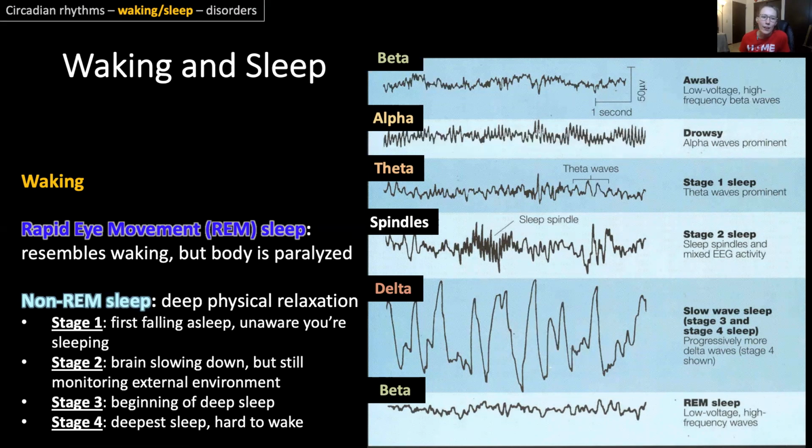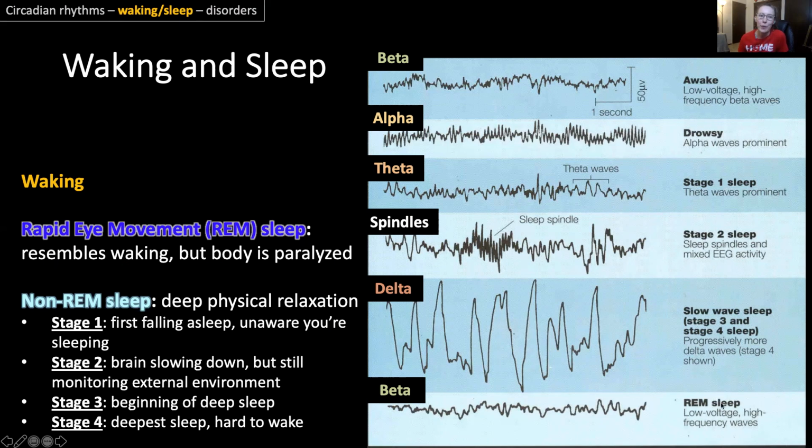Then as we get down into the deeper levels of sleep, this is when delta comes in. So stage 3 and 4 are both associated with these really deep, slow delta waves. And then as we progress back up into REM sleep, since REM sleep resembles waking, it has the same exact brainwave as waking, so it is also a beta wave.